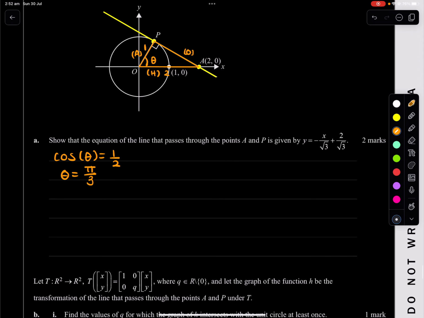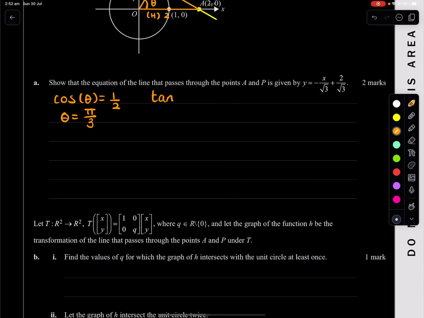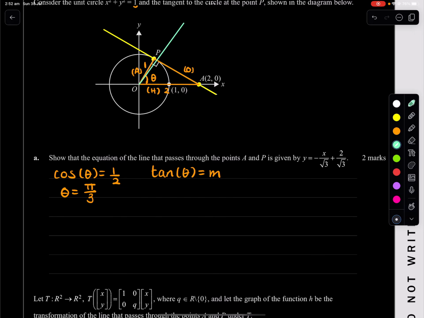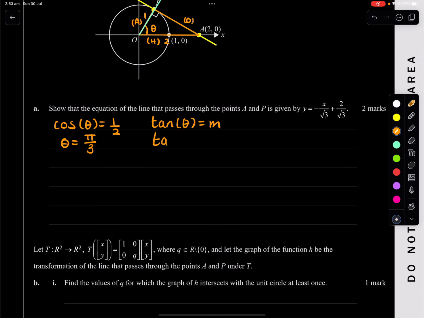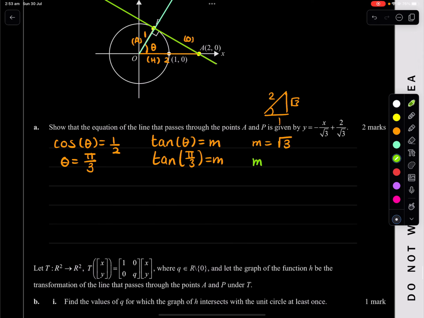Okay, so if we know theta is pi on 3, we know that tan theta equals the gradient of this line over here. So tan pi on 3 equals m. So your m value is, let me just draw it. That'll be pi on 3, so this will be root 3, 2, 1. Pi on 3, so it'll be root 3. Because we want to find the normal to get the equation of this line over here, the m of the normal is -1 over root 3. And okay, we got it.